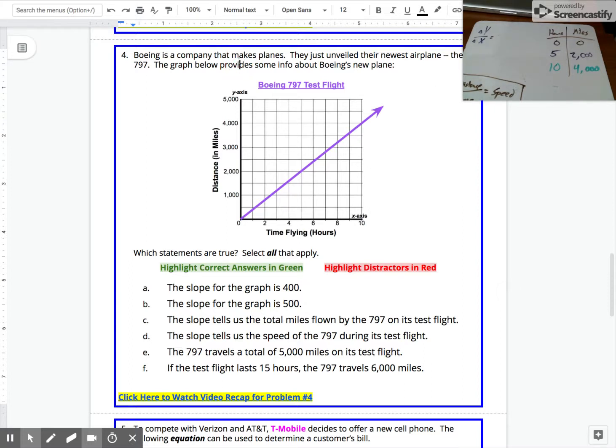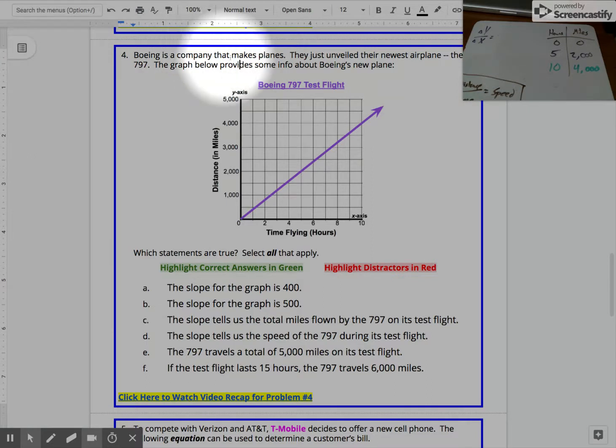Problem number 4. The whole problem is about Boeing's 797 test flight. We're told that Boeing is a company that makes planes. They unveiled their newest airplane, the 797, and we're given a graph with information about that 797's test flight. The key thing to see: the y-axis represents the distance in miles for that flight, and the x-axis represents the time that the plane was flying to travel that distance. We're asked which statements are true and to select all that apply.